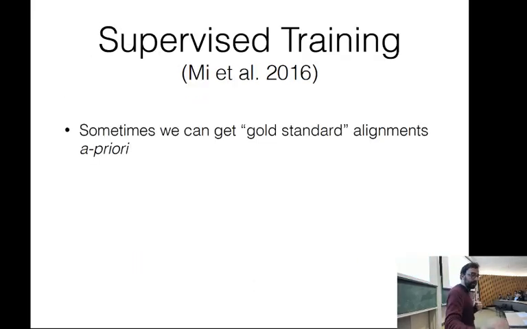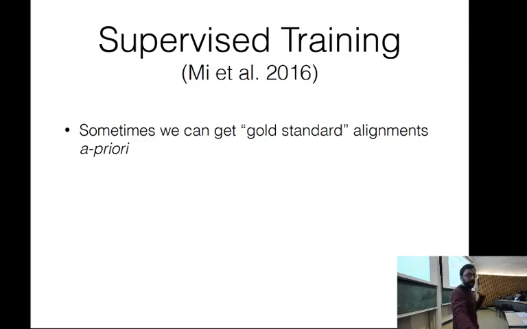Finally, what if we have some gold standard alignments? Could we use them? Again, from the phrase-based world, one of the first things you did when you had a parallel corpus is you would run an aligner, typically a combination of the IBM models, which you would then use to extract phrase pairs.